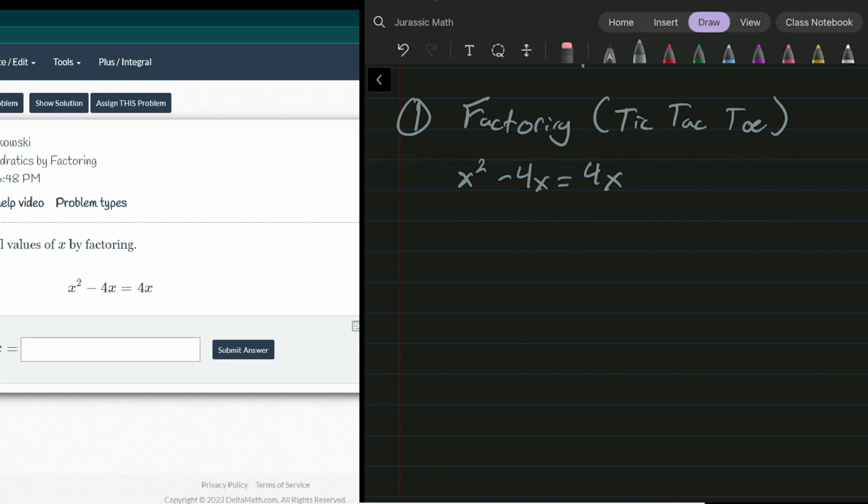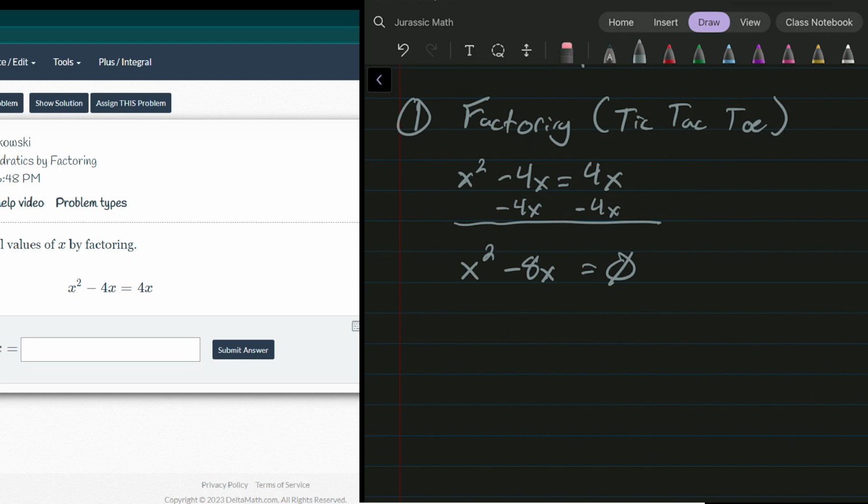Remember, whenever we're solving, we need the entire equation equal to 0. So we're going to subtract 4x. Okay, never mind. This does change it a lot. x squared minus 8x equals 0.